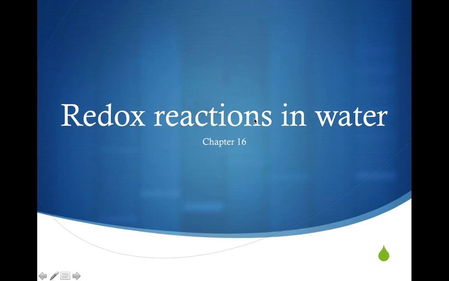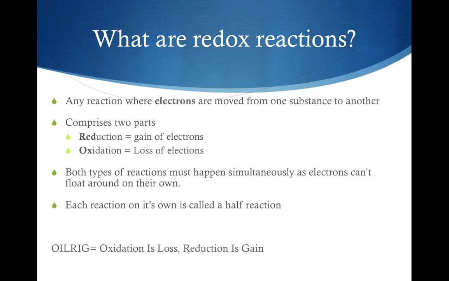Unit 2 Chemistry, Chapter 16, Part 1. Looking at a second type of reaction that happens in water now, which is redox reactions in water. Okay, so a redox reaction is when electrons are moved from one substance to another. Sometimes this is a physical moving of electrons, sometimes it's more of a theoretical movement because the charge has changed. So basically, in a covalently bonded molecule, we've changed what share of electrons they've got.